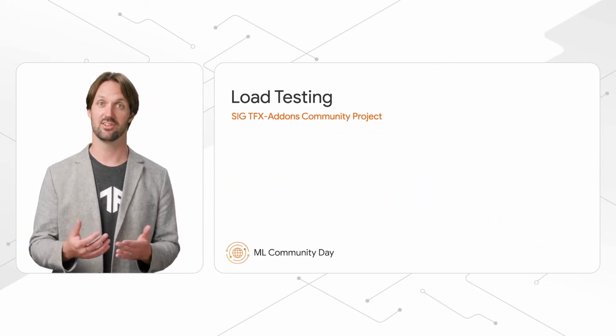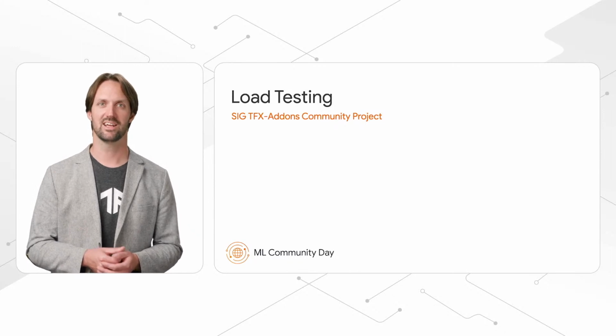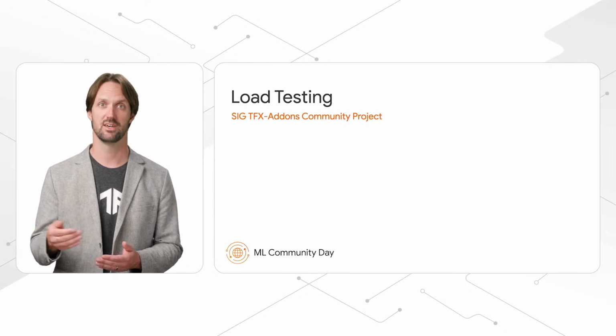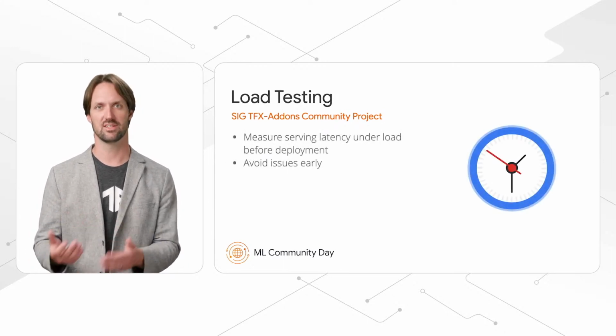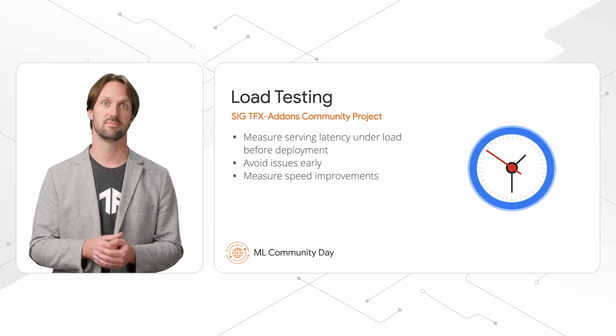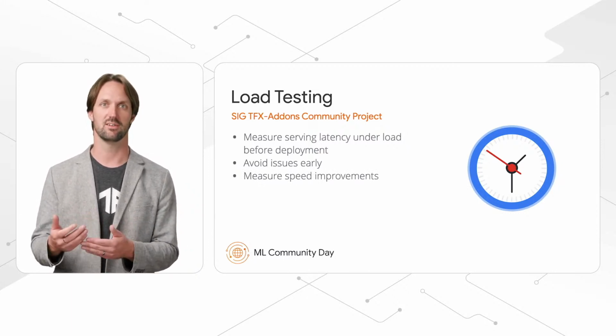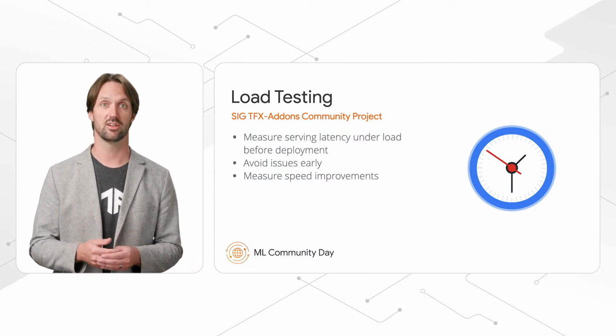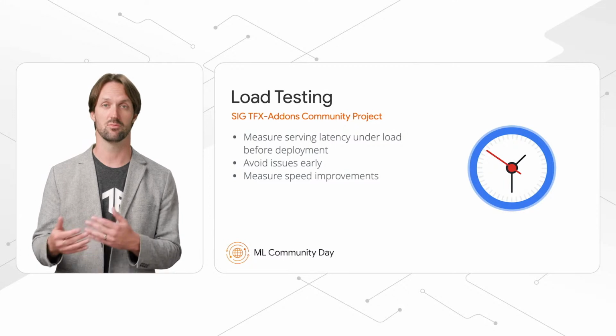Another great example is the load testing project. By adding a load test component to your pipelines, you can run load tests as part of training pipelines before you deploy to production. That allows you to measure serving latency under load to make sure requirements are met before it affects your users. That helps avoid issues early, before they become fire drills. You can also use it during development to measure speed improvements in your models.